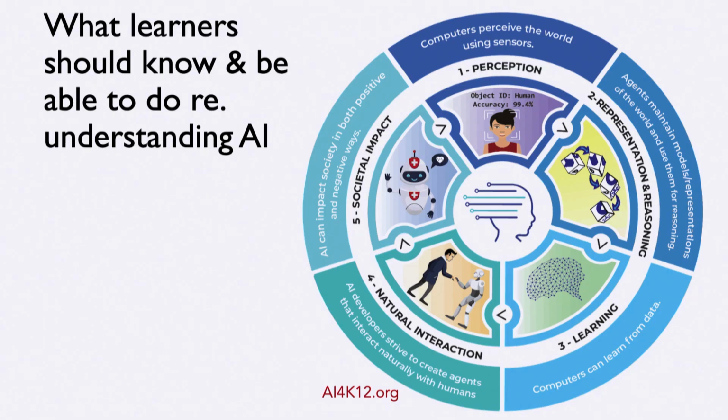Perception. Computers perceive the world using sensors. Representation and reasoning. Agents maintain models and representations of the world and use them for reasoning. Learning. Computers can learn from data, and boy, can they learn. Natural interaction. AI developers strive to create agents that interact naturally with humans. And finally, the big one, societal impact. AI can impact society in both positive and negative ways. They have created a big 5 ideas poster, which has been translated into many languages.